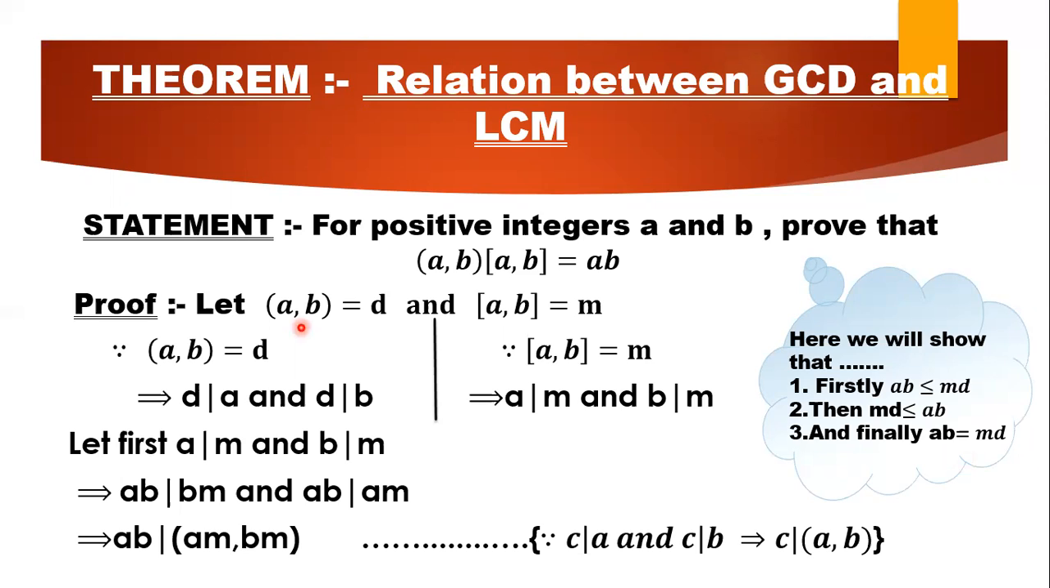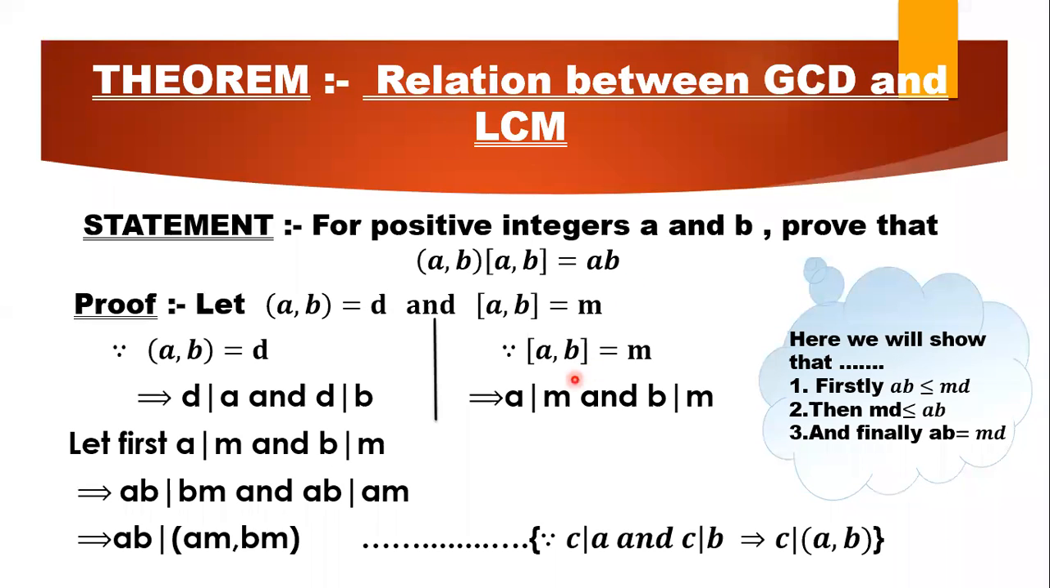Let us denote the GCD of a and b as d and the LCM of a and b as m. Since the GCD of a and b is d, that is, the greatest common divisor of a and b is d, d divides a and d divides b. Here the LCM of a and b is m. LCM means the least common multiple. It is a multiple, so a and b will divide m. Therefore, we get a divides m and b divides m.